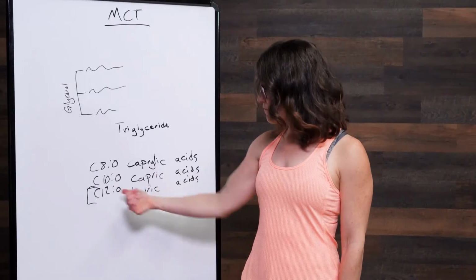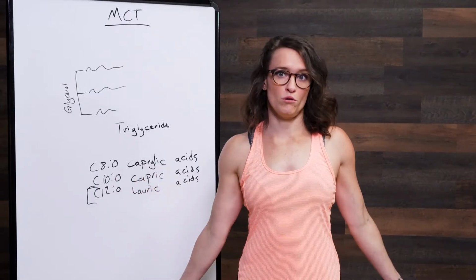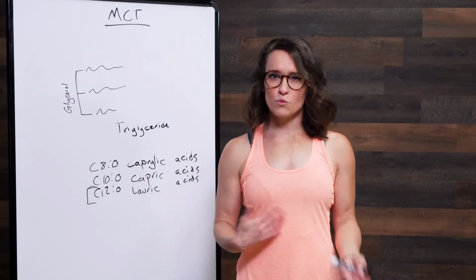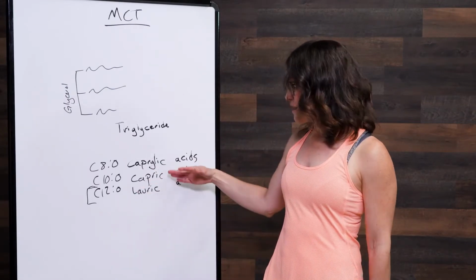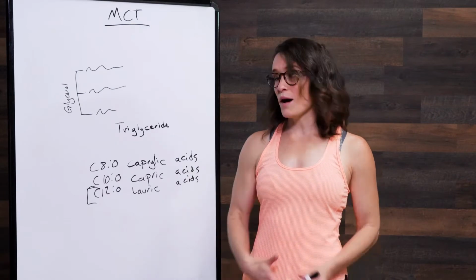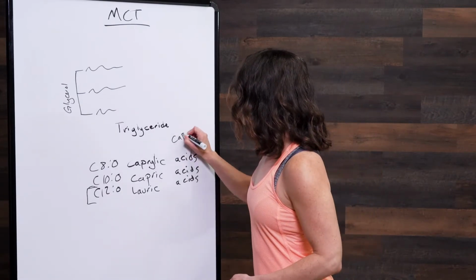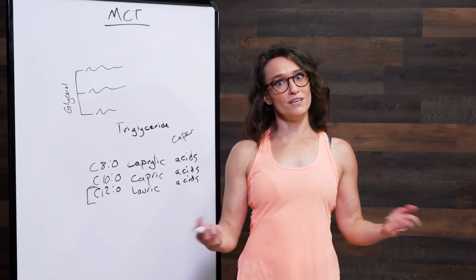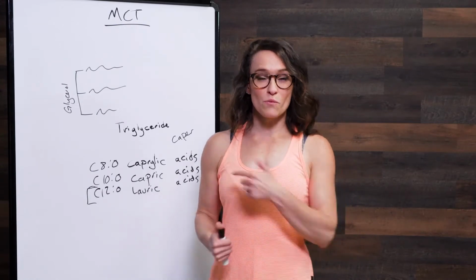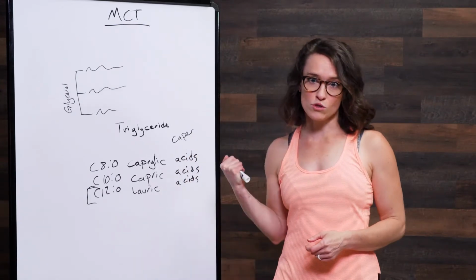The other places you can find C8 and C10 are actually goat's milk. And again, it's in roughly that 10 to 20% category. And actually, that's why they're called capric and caprylic acid. Caper, C-A-P-E-R, is the Latin word for goat. So that was originally where these acids were identified, in goat's milk.